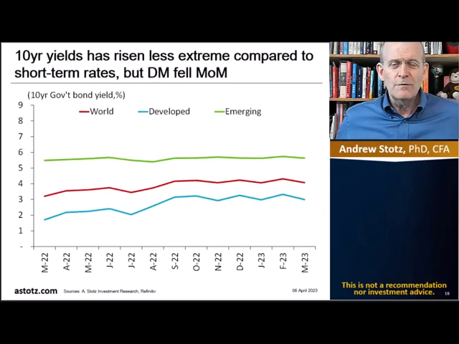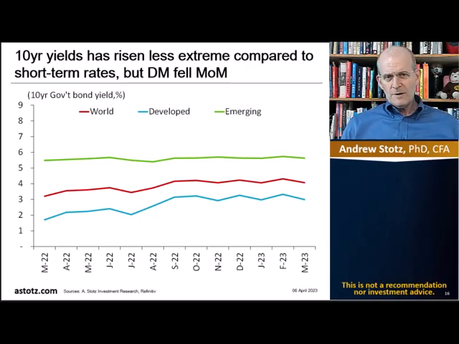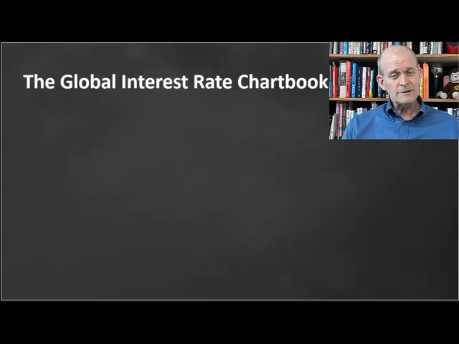Now let's go from the 1-year yield to the 10-year yield, which has risen less extremely compared to short-term rates. But developed markets fell month on month again. So we've got a flat emerging market, pretty much no big change in 10-year yields in the last 12 months. And in developed markets, there's been a pretty big change, but that change has now reversed. And again, this is some signal that we are seeing long-term rates coming down, and could mean that people's expectation of inflation is falling as the Fed is increasing its short-term rates. It could also signal a recession.